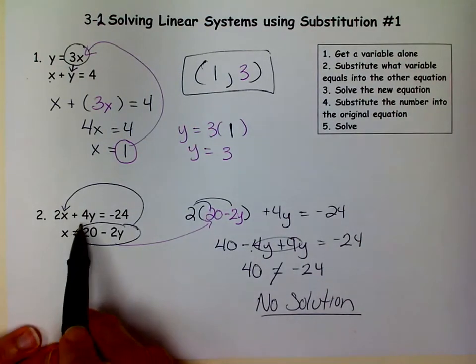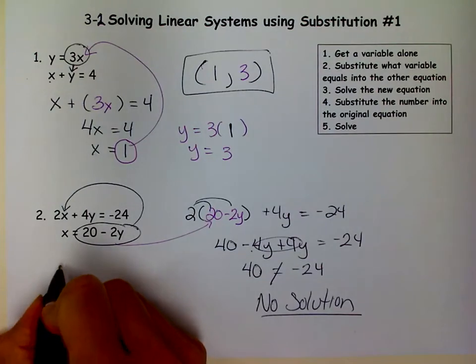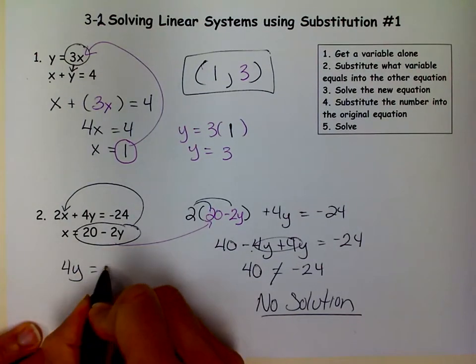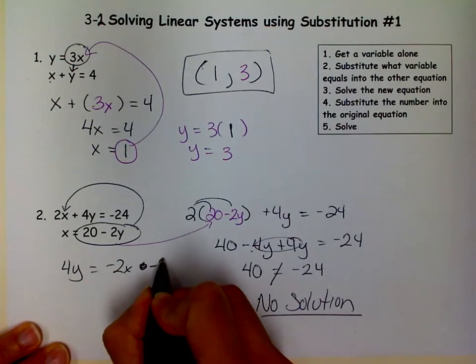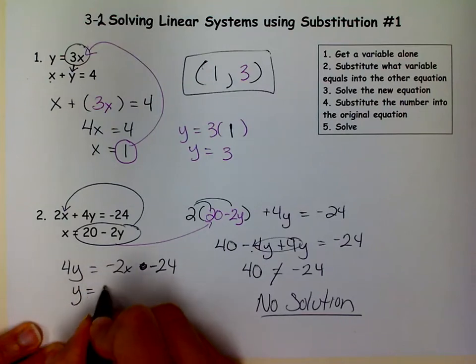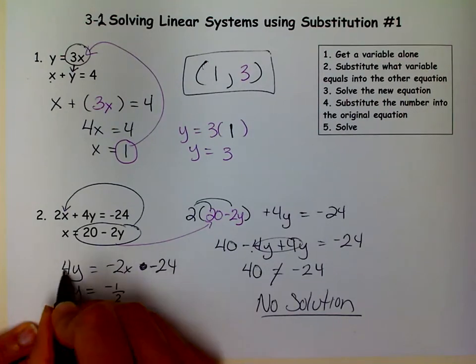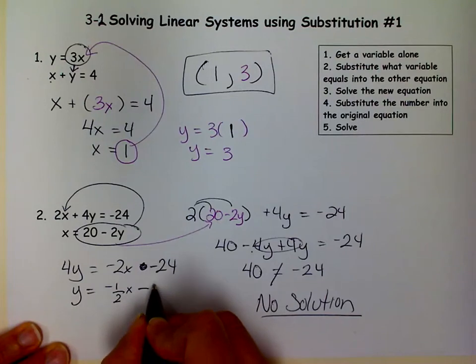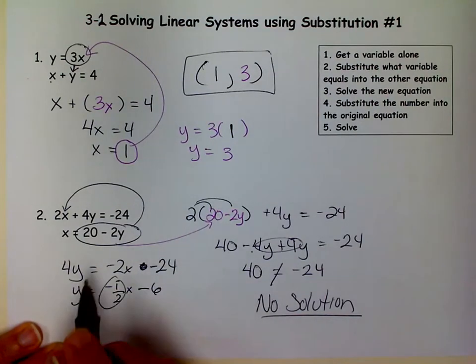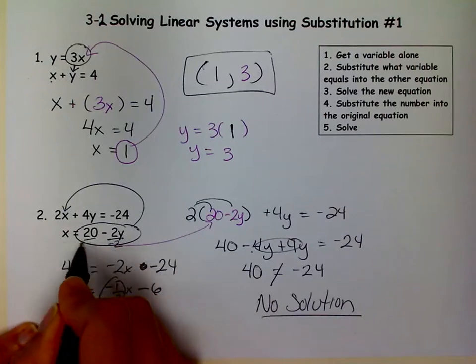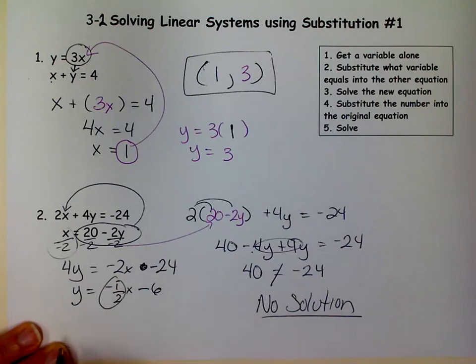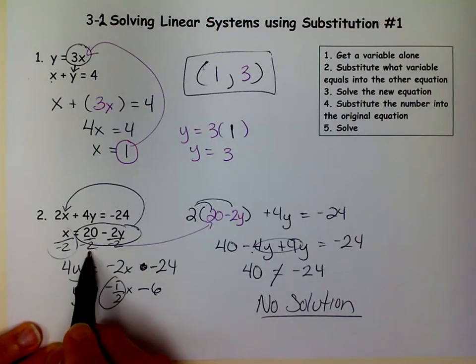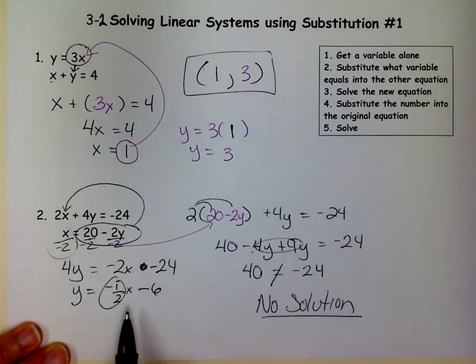And if you got y alone on this one, let's just do that so you can see it. If I had moved 2x to the other side, I would get minus 24. And then I would get y equals negative 1/2 x when I divide by 4 and reduce, minus 6. So my slope is negative 1/2. And here, if I had divided by negative 2 to get y alone, you see how the slope here is negative 1/2 and the slope here is negative 1/2, but this y-intercept would be negative 10 and that was negative 6. So these are parallel lines when the slopes are the same.